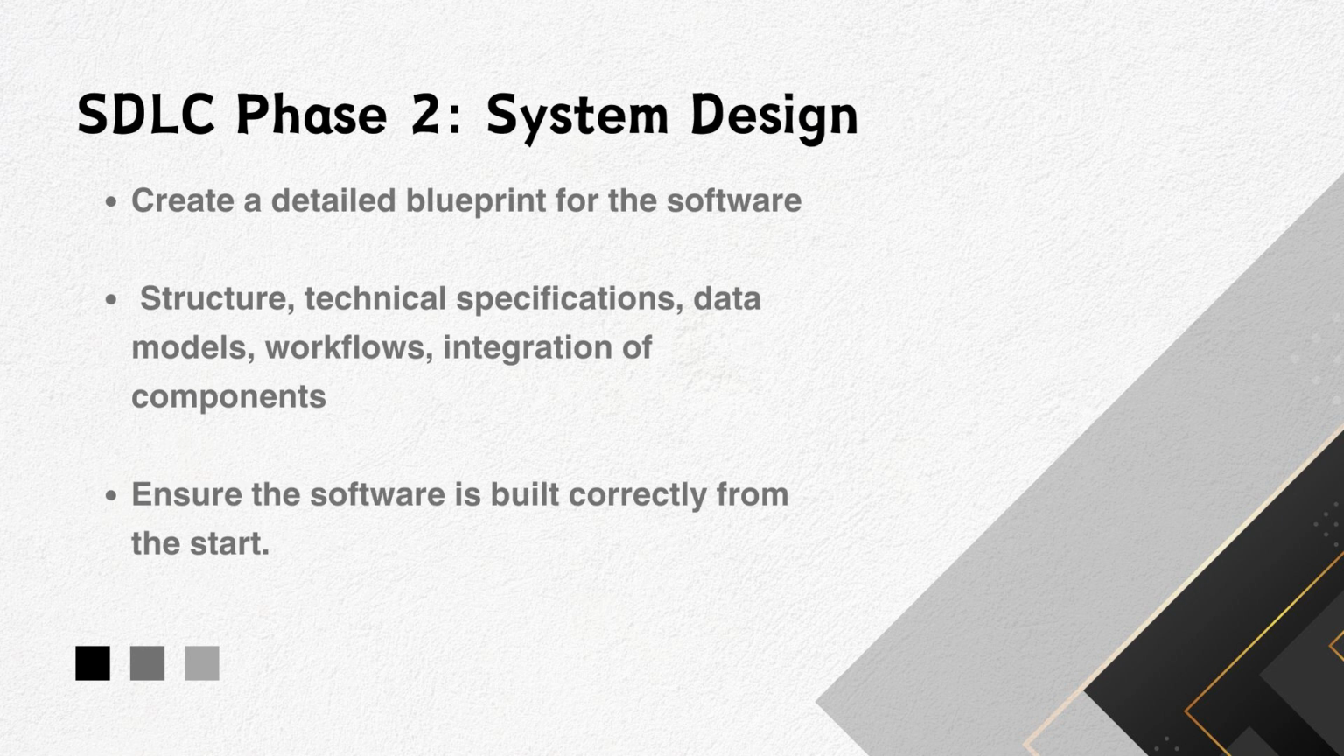2. System design. Once the requirements are clear, the design phase begins. This is where architects and developers create the blueprint for the software, defining its structure, technical specifications, data models, workflows, and how different parts will work together. Think of this as turning ideas into a detailed plan before actually building anything.